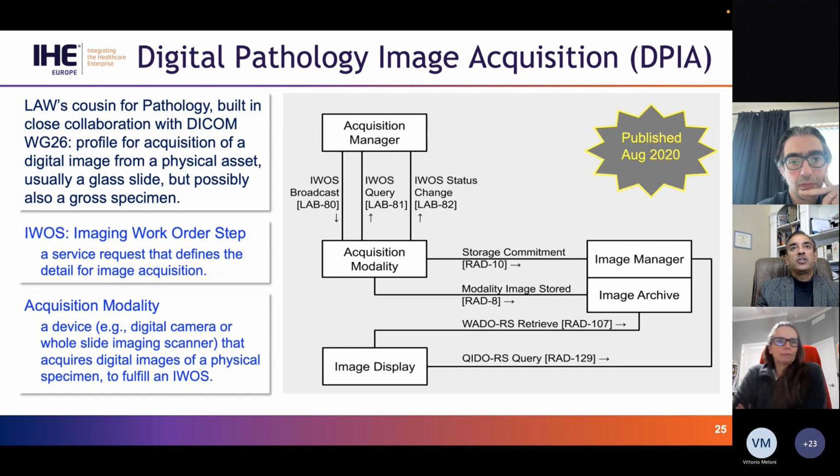And then, of course, status change messages as various issues occur with the scanning, including proper scanning or an error condition. Of course, once the image scan is generated, it needs to be stored somewhere. So we have a few transactions to support that. The last component there is the ability to display that image. Next slide.